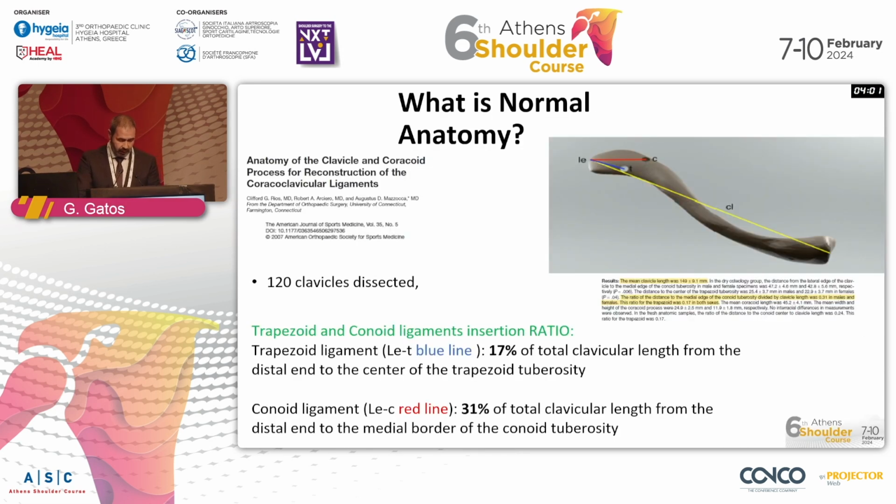So what is normal anatomy? The trapezoid ligament insertion is at 17% of total clavicular length from the distal end to the center of the trapezoid tuberosity. And the conoid ligament is at 31% of total clavicular length from the distal end to the medial border of the conoid tuberosity.